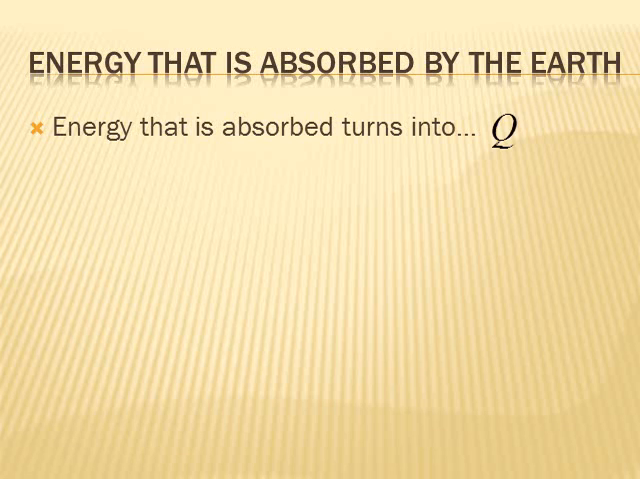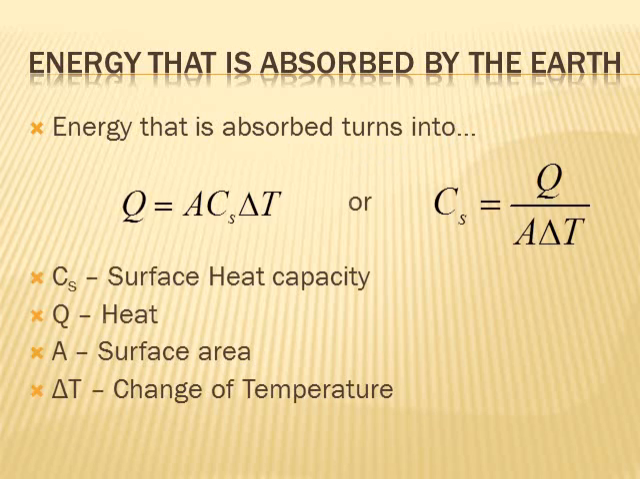Now that heat will raise the temperature of the Earth, and we can calculate the rise of temperature of the Earth with an equation. We've already seen this equation, right? The equation that relates change in temperature with heat. The equation was Q is equal to mc delta T. This equation is going to be very similar to Q is equal to mc delta T, but ever so slightly different. It's Q is equal to AC delta T instead of M.